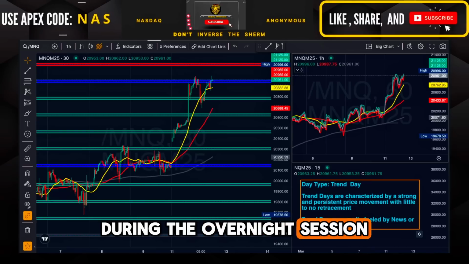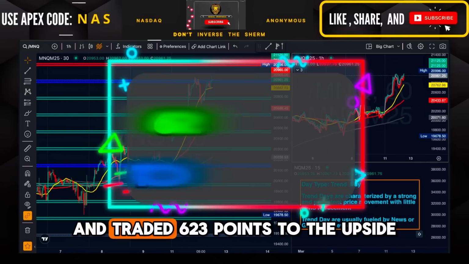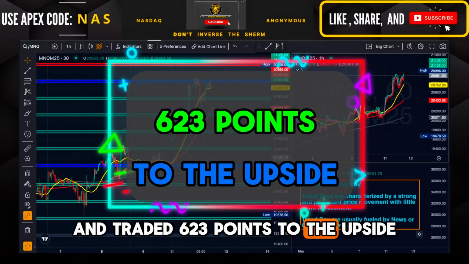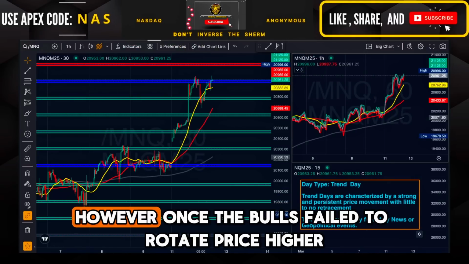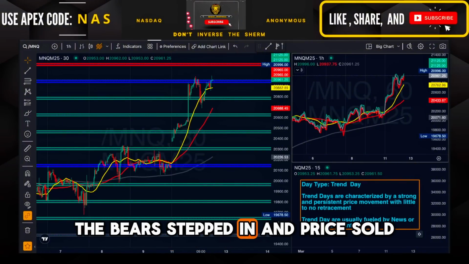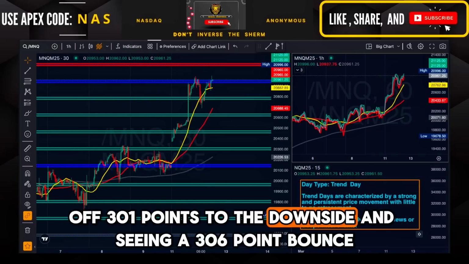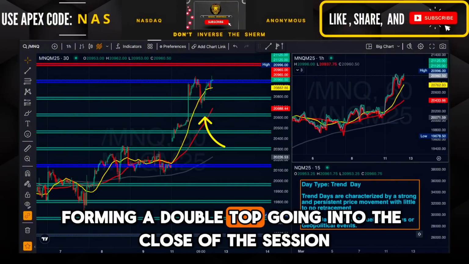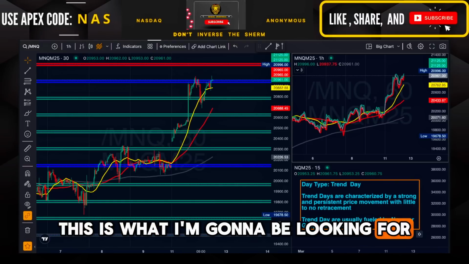During the overnight session, the Nasdaq opened slightly bullish with a gap open and traded 623 points to the upside into a previous area of resistance. However, once the bulls failed to rotate price higher, the bears stepped in and price sold off 301 points to the downside, seeing a 306 point bounce, forming a double top going into the close of the session. And based on this price action, this is what I'm going to be looking for.